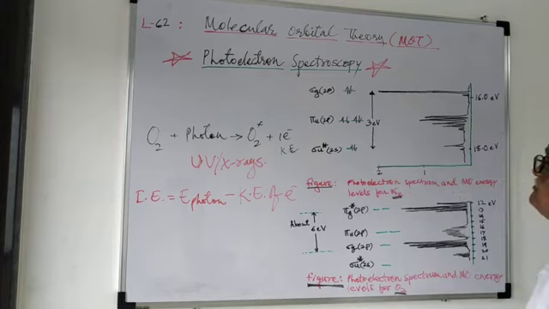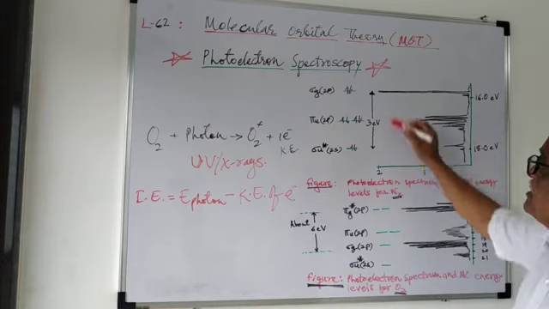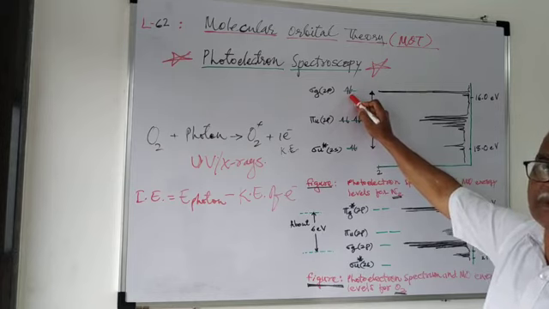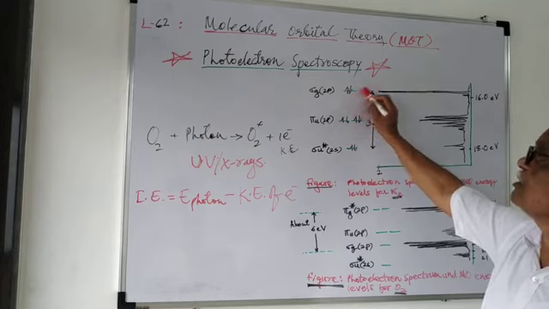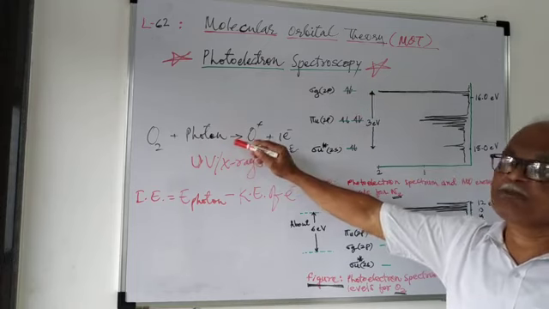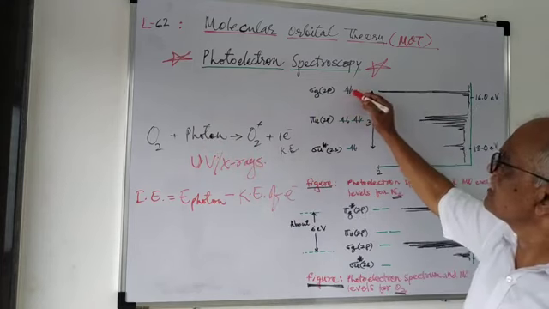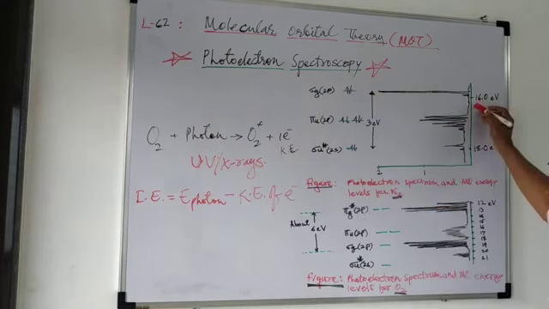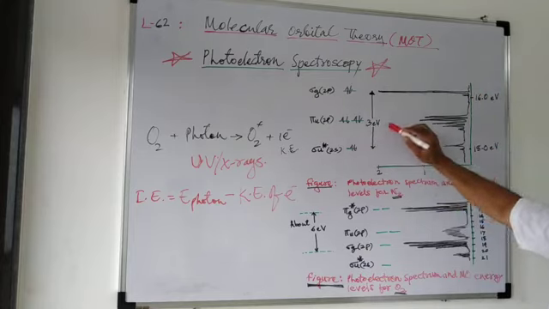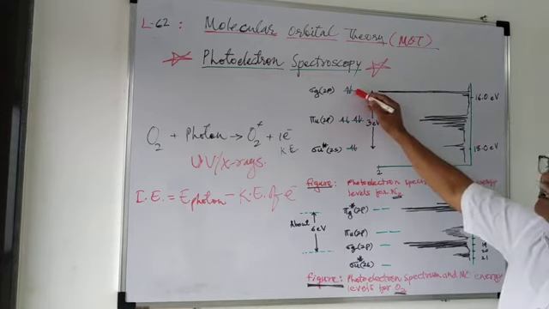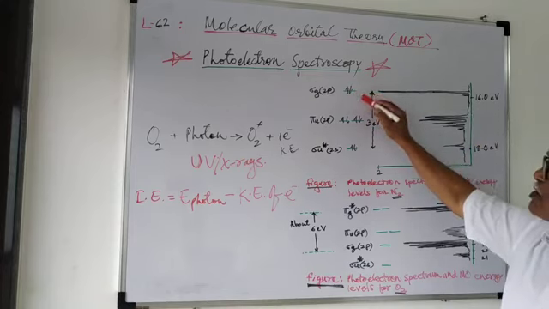From this diagram we can understand that the electrons present in this level require less energy to remove the electron using a photon. If we strike this N2 molecule with a photon, it will require less energy. You can find the value here: it is less than 16 electron volts. If we go to the pi u molecular orbitals, the energy required is about 17 electron volts, which is greater than the energy required to remove this electron.